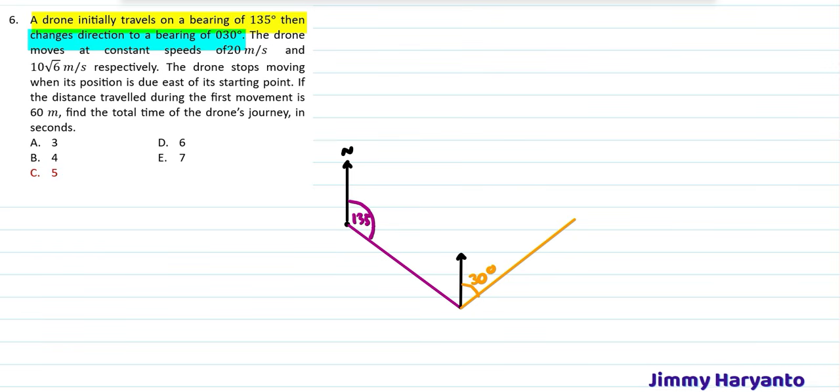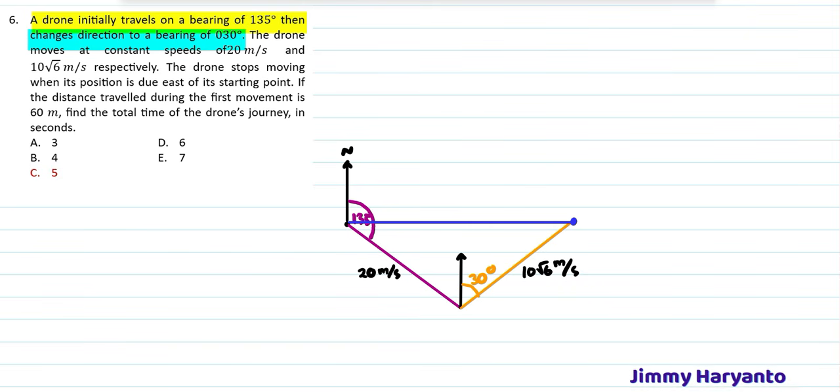Okay. Next is the velocity. The velocity is already given. This one is 20 meter per second. And this one is 10 square root of 6 meter per second. The drone stops moving when its position is due east. Due east means at the right side of the initial position. Yeah, so due east means like this. It's a coincidence I stop at that point. Yeah, if you stop too early like this, I think you have to extend until the drone is on the right side of the initial position.